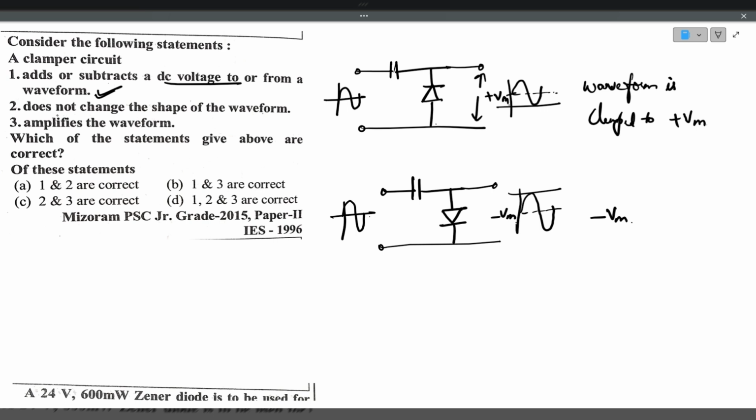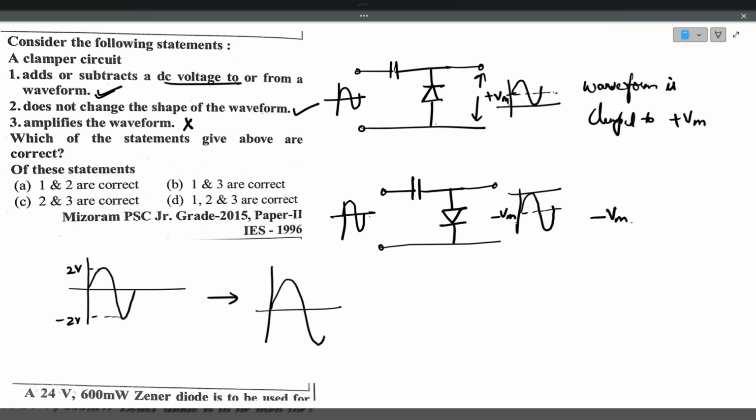That is correct. It does not change the shape of the waveform. Yes, it does not change the shape of the waveform. Amplifies the waveform? No. Amplification is different. Shifting is different. I will tell you. Amplification means, for example, a sinusoidal waveform with 2 volts and minus 2 volts. If this is converted into 4 volts, the positive peak is 4 volts and the negative peak is also 4 volts. But the bias remains the same.